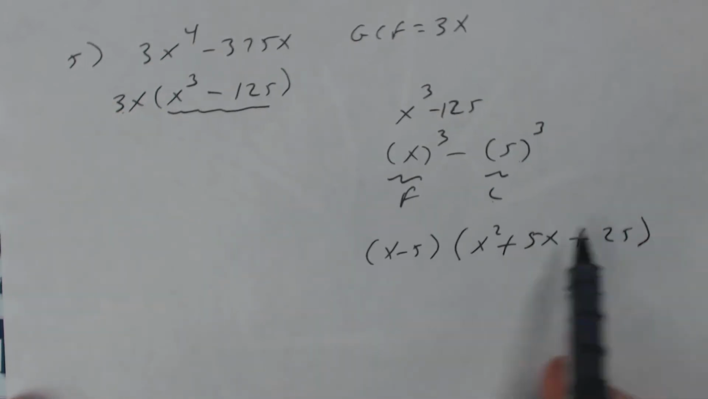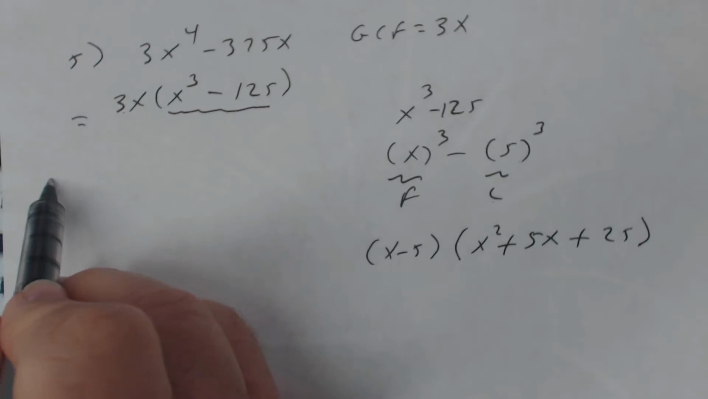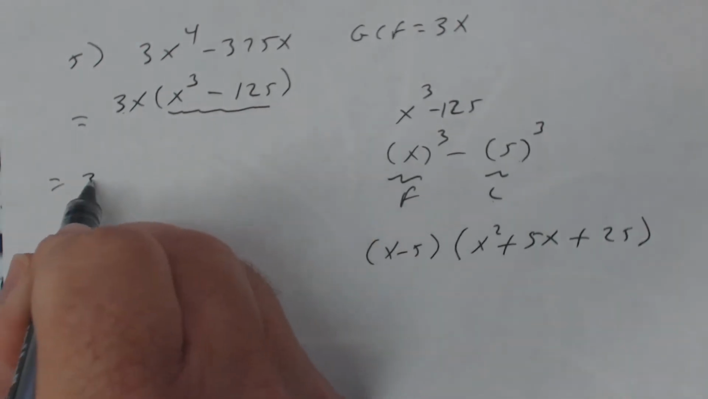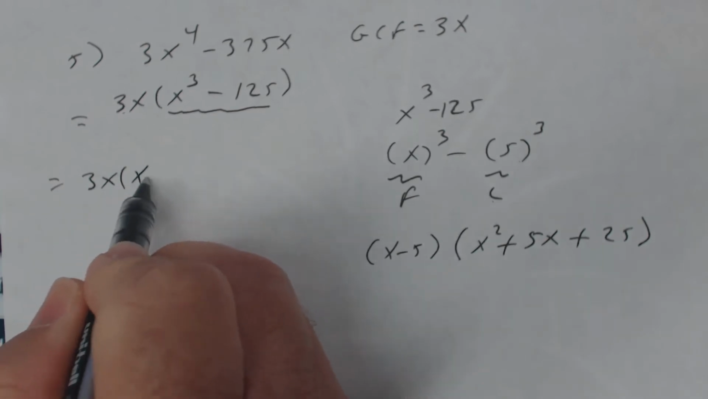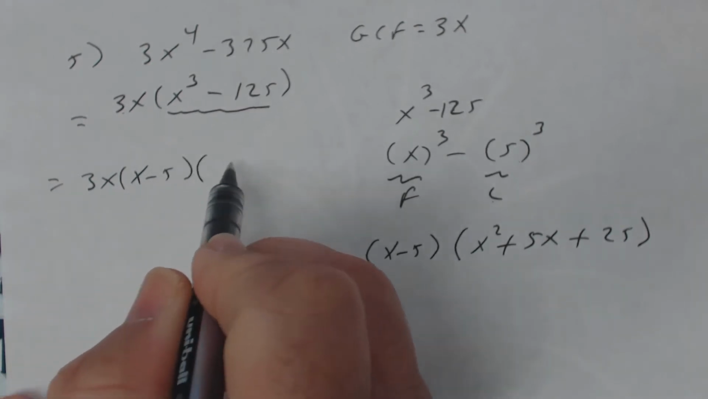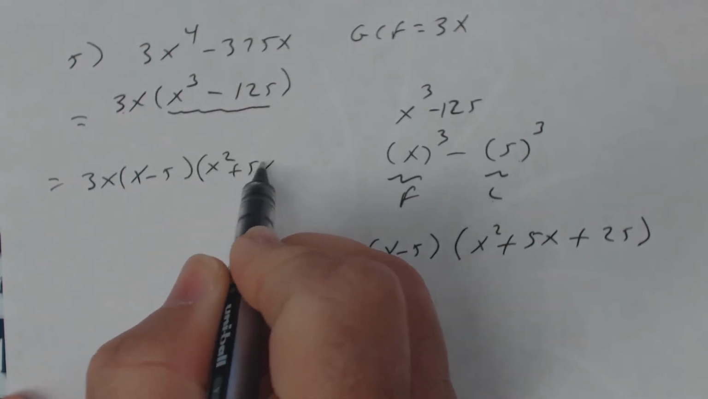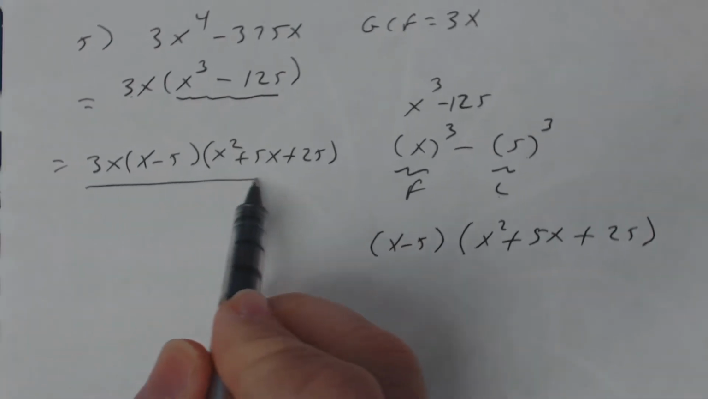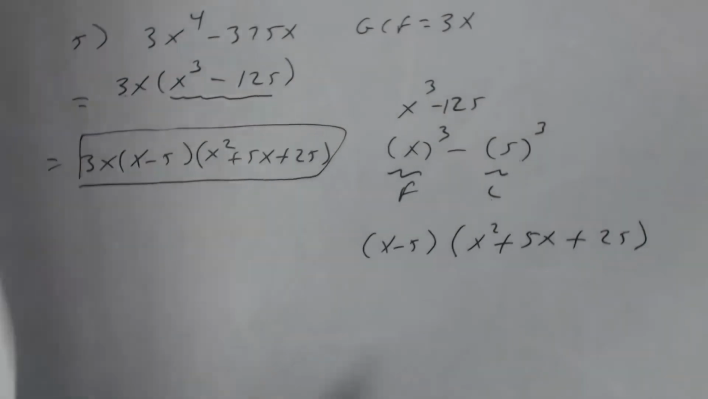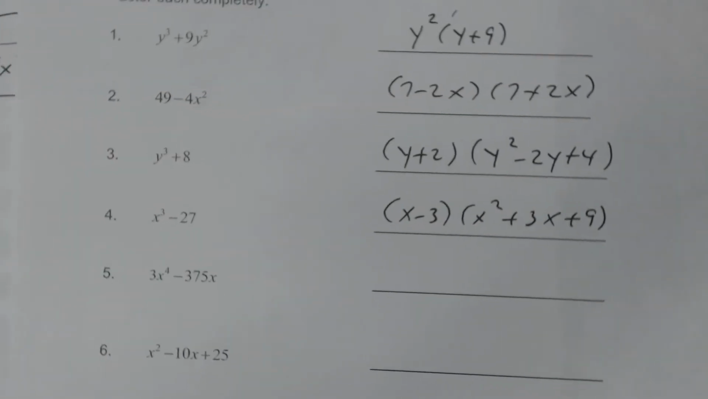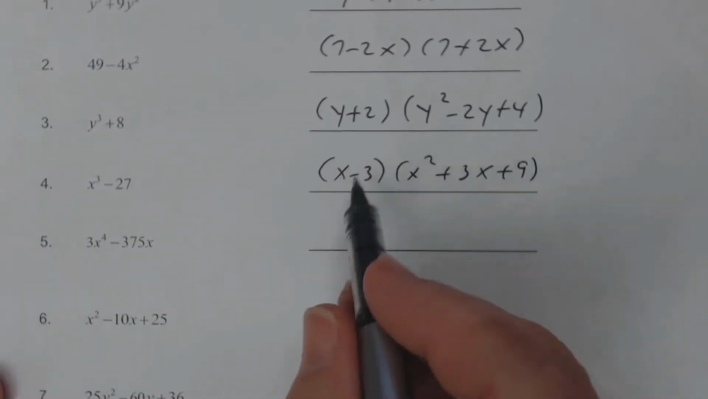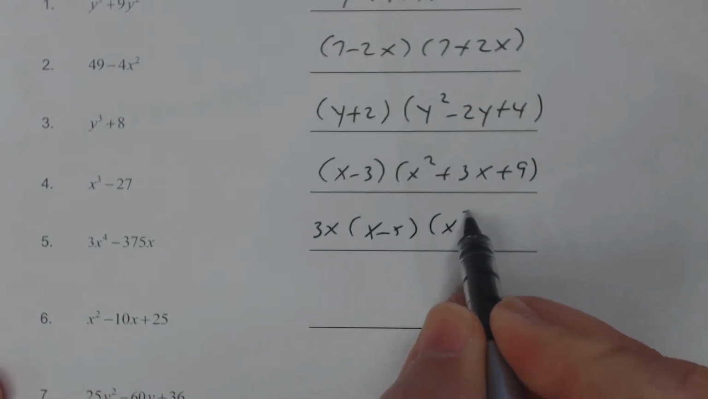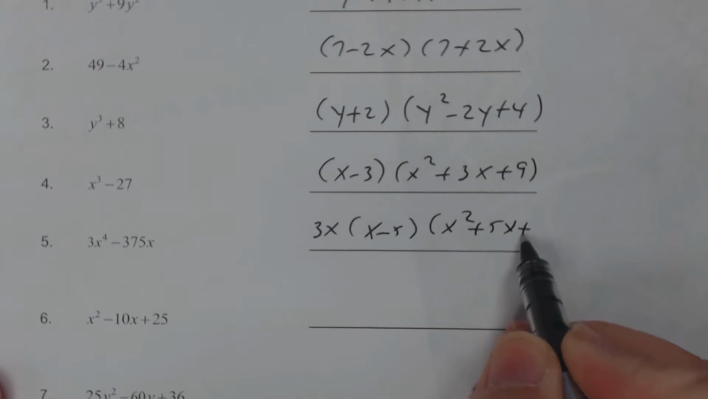All right, now that goes here. So the answer, don't forget, the answer contains that GCF. So it's 3x times x minus 5 times x squared plus 5x plus 25. So that's number 5. So 5 will be 3x times x minus 5 times x squared plus 5x plus 25.